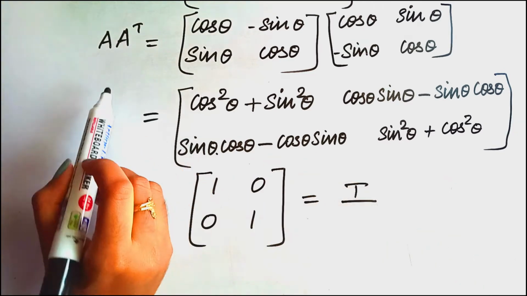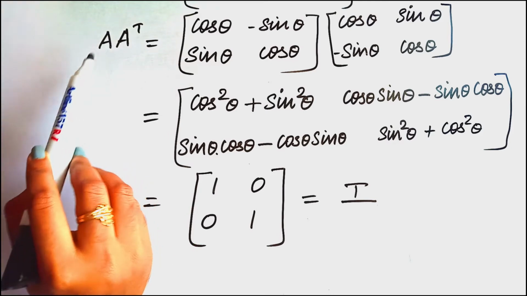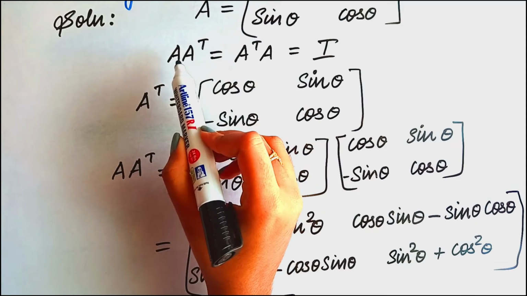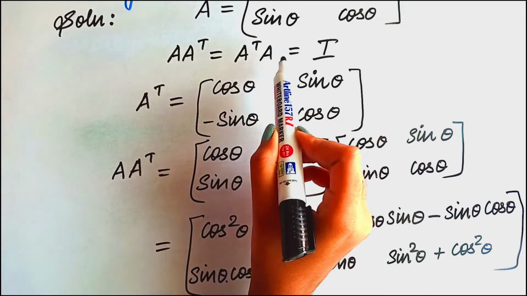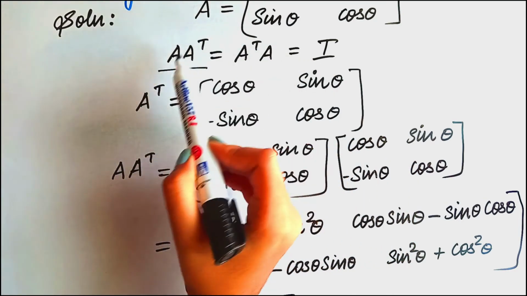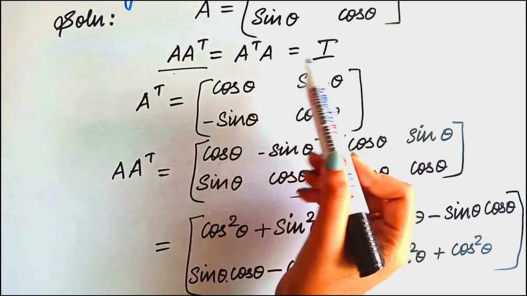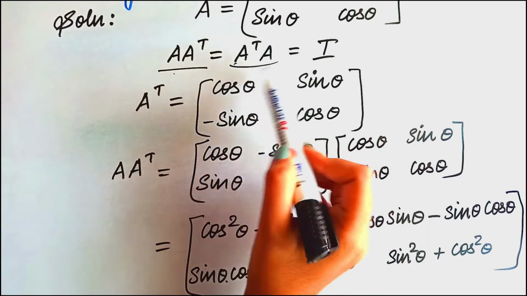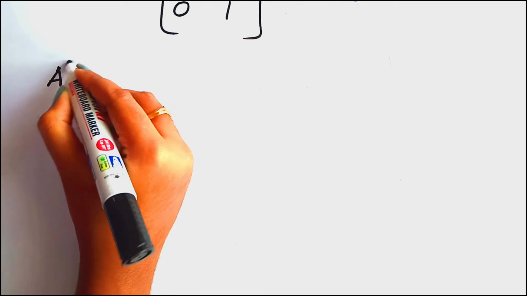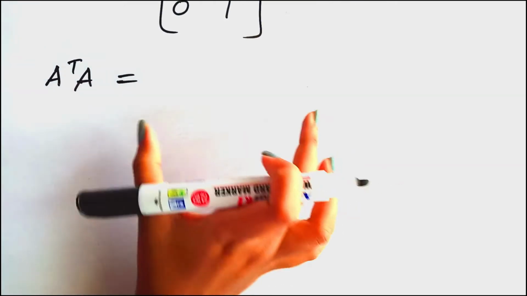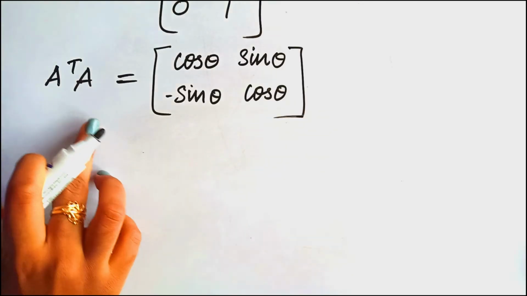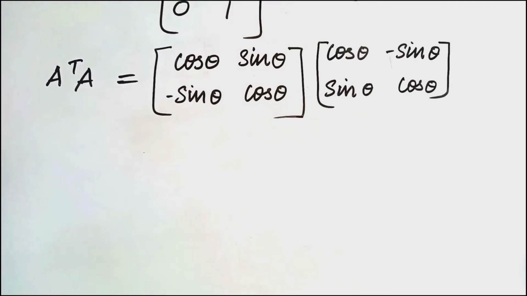Now we have to multiply the second thing, which is A transpose into A. That's what you have to find, right? First it's A into A transpose, and then A transpose into A is equal to I. We have already found that A into A transpose is nothing but our I, and now we have to find A transpose into A. So let's find it. First you have to write the value of A transpose here, and then the value of A here.